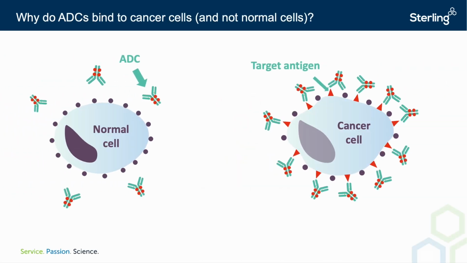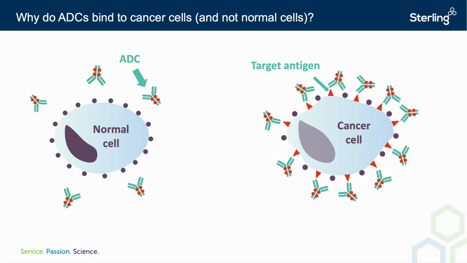ADCs target cancer cells. Cancer cells differ from normal cells in a number of ways. They grow and divide much more rapidly than normal cells, and they have distinct morphologies. In particular, there are significant differences between cancer cells and normal cells at the molecular level. Cancer cells express different antigens on the cell surface compared to normal cells.